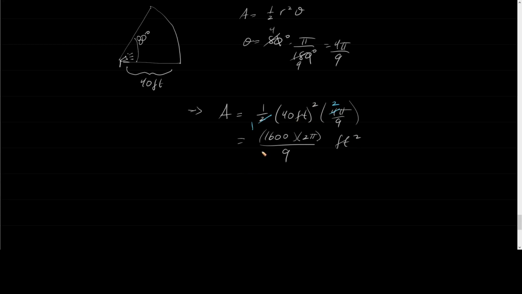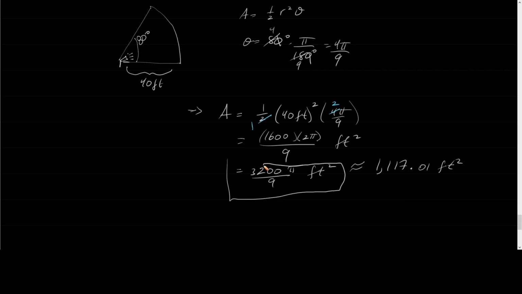At this point, we say, well, 1600 times 2 is 3200. So we have 3200 pi over 9 square feet. If you plug this into the calculator to figure out exactly what number that gives you, or approximately, we would say this is approximately 1117.01 square feet. All right, but leaving the answer in terms of pi is preferred.